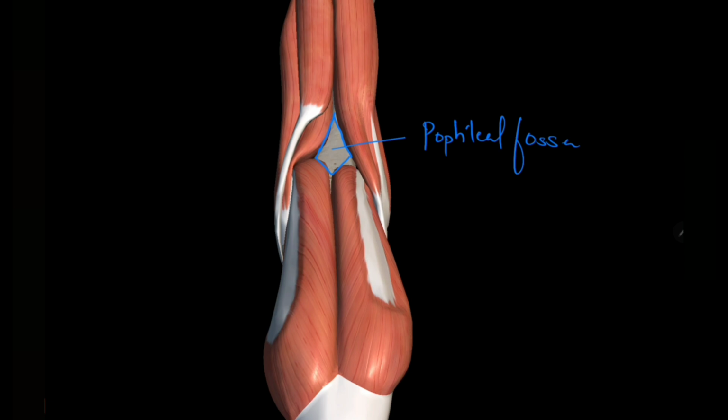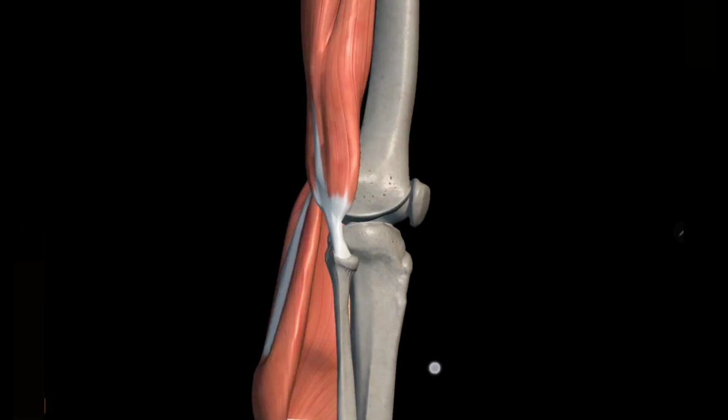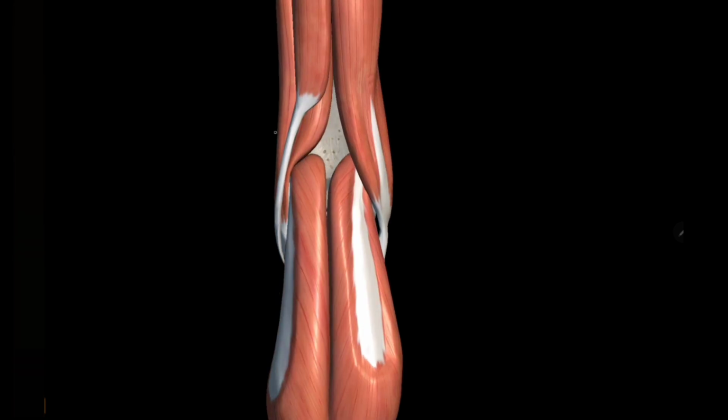Now if you see it very clearly, this is the anterior side and this is the posterior side, which we are seeing the popliteal fossa, and it is at the end of the femur and the start of the tibia. So in between them the popliteal fossa is present.